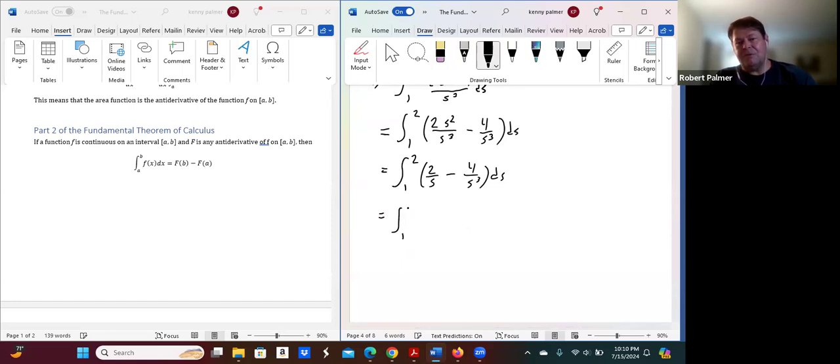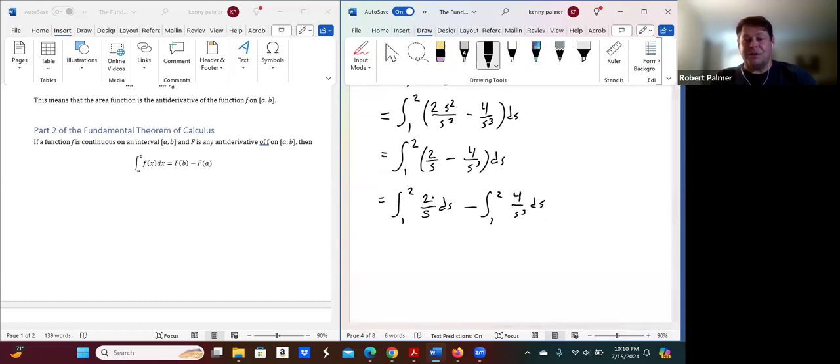Okay, so the first one is the integral from 1 to 2 of 2 over s times ds. I'm trying to make sure my s's don't look like 5s. Minus, this time we have a minus, that's important, the integral from 1 to 2 of 4 over s cubed ds. Okay, now let's do a couple more things. And notice this 2 here and this 4 here, those are constants. I can bring those out front. Let's do that. So 2 out front, and then the integral from 1 to 2 of 1 over s ds.